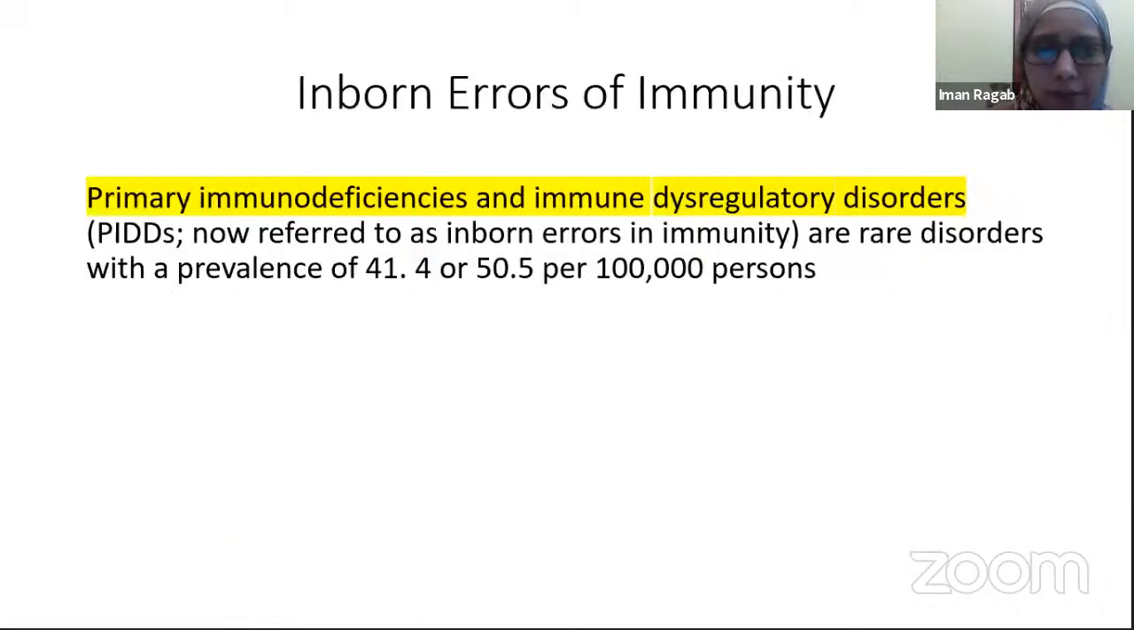Talking about inborn errors of immunity, we include the primary immunodeficiency and the immunodysregulation. While the international figure of prevalence of this disease is from 1 to 5 per 100,000, I guess in Egypt, with a very high consanguinity rate, we may have a higher frequency of those disorders.